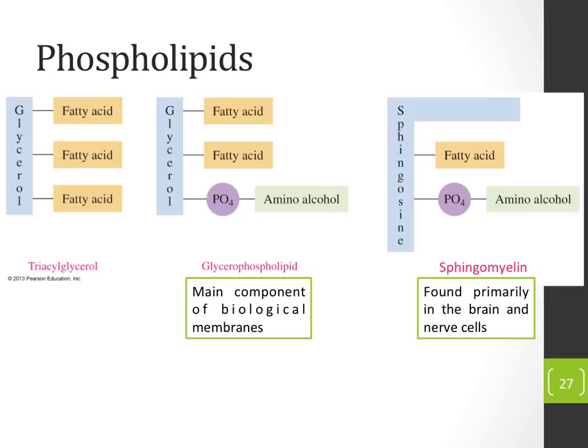Another type of phospholipid is called a sphingomyelin. And a sphingomyelin, or myelin, consists not of a glycerol backbone, but of a backbone with a molecule called sphingosine, which links to one fatty acid, a phosphate group, and the phosphate group also holds on to an amino alcohol. Sphingomyelins are found primarily in the nervous system.